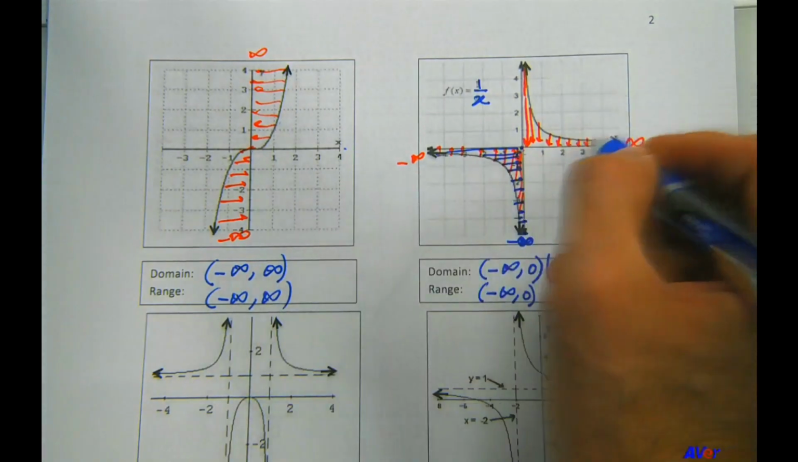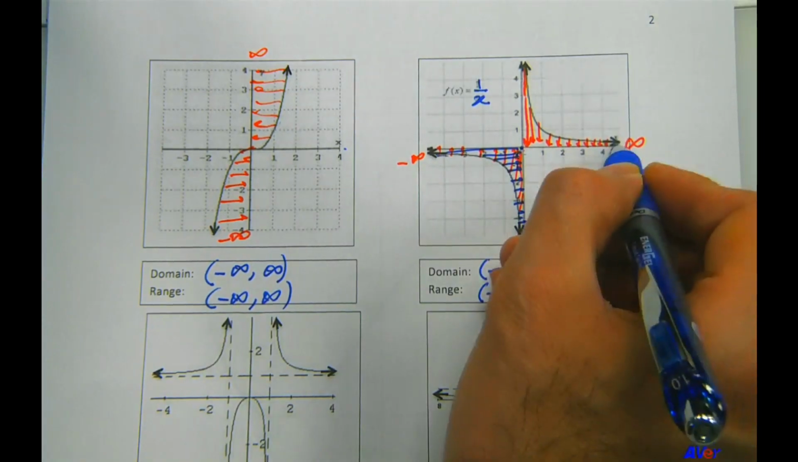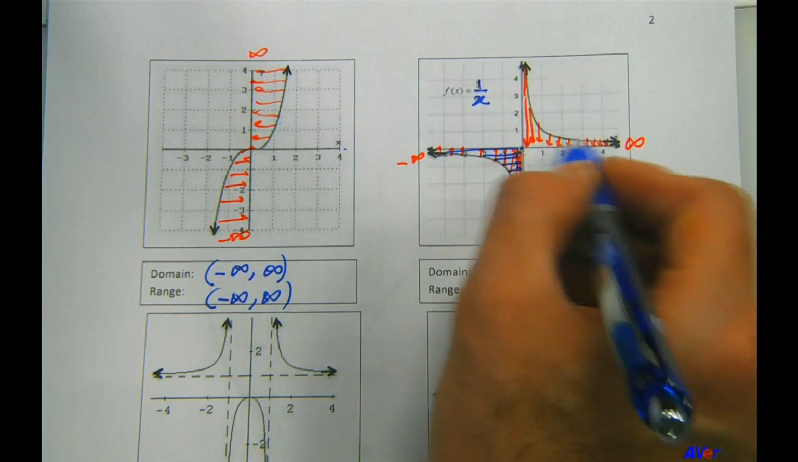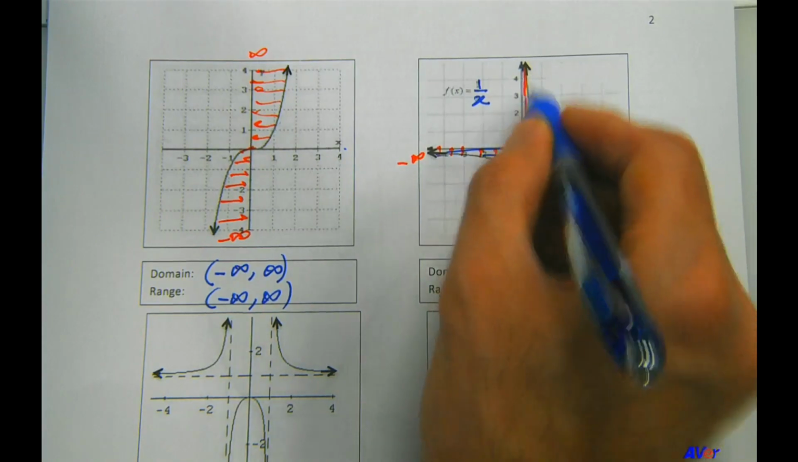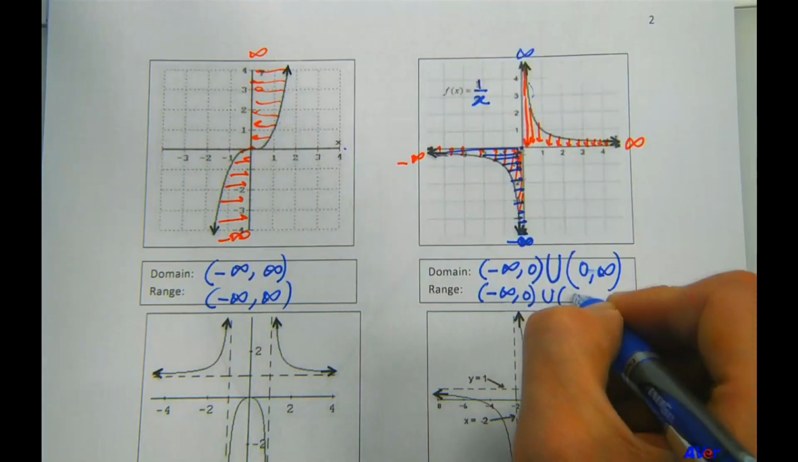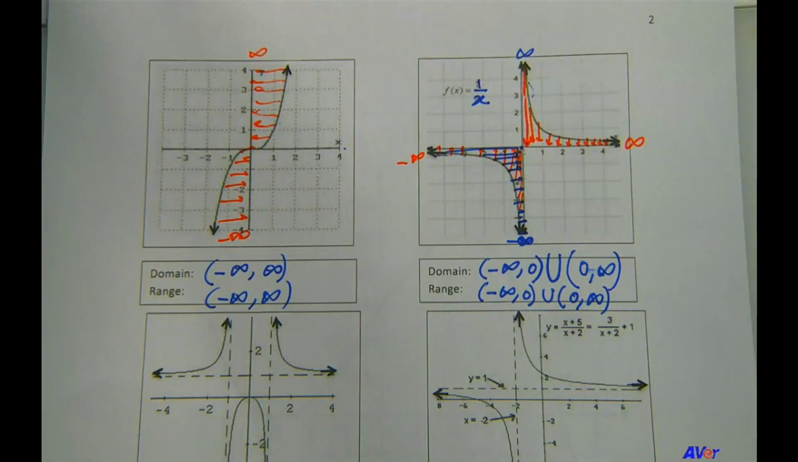What about this side? On this side, this end is beginning right after 0, and the line goes all the way to positive infinity along the y-axis. So union 0, positive infinity. I hope this is making sense.